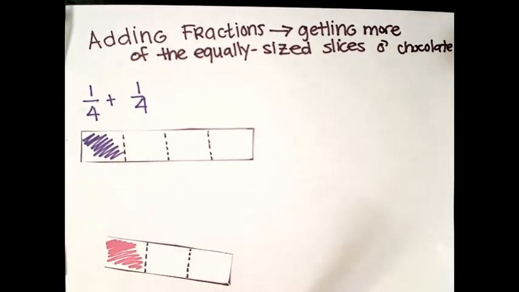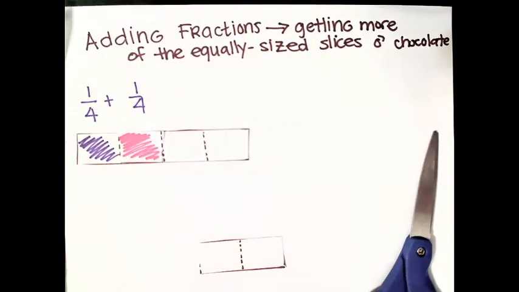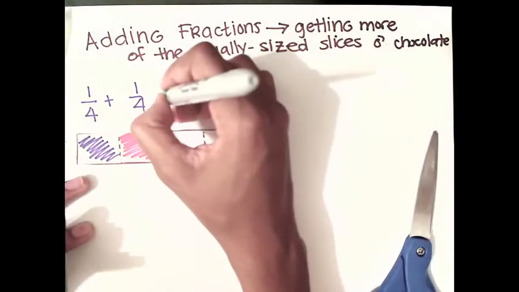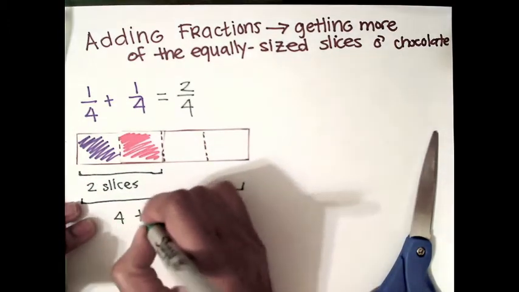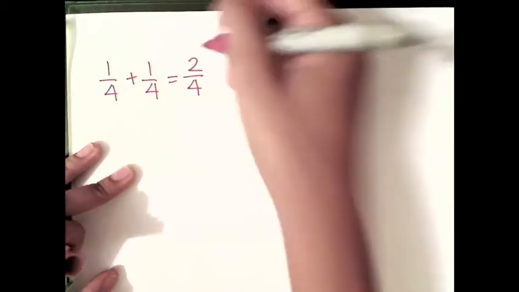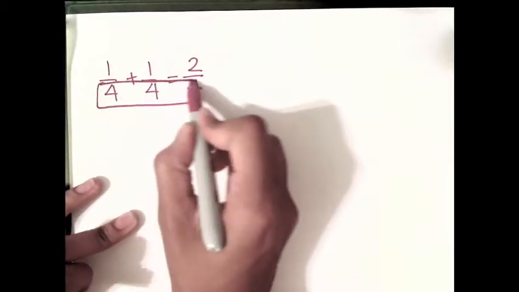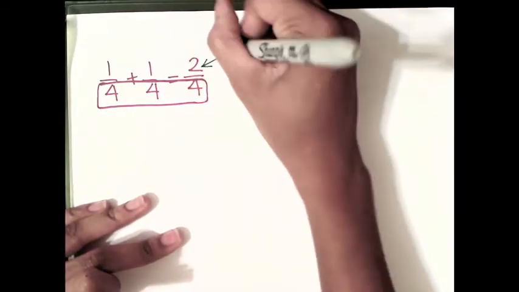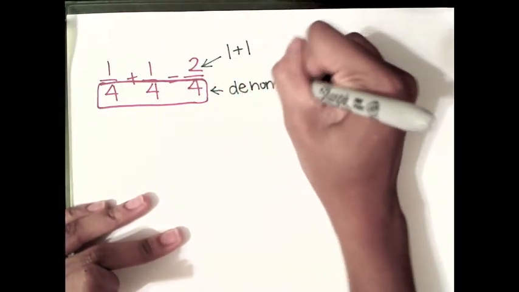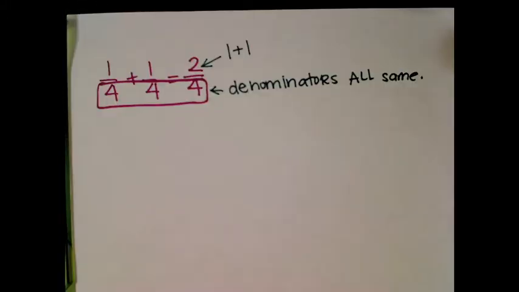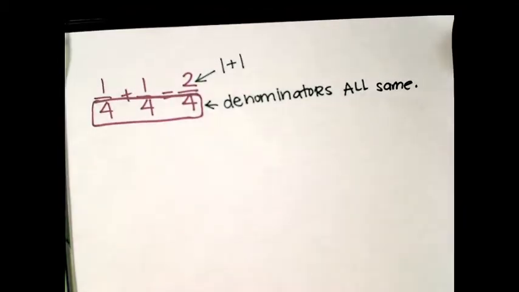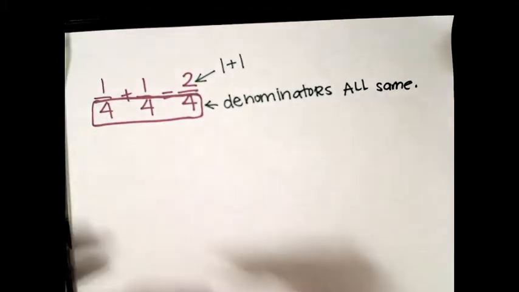So now we are going to have 2 slices of this chocolate bar split into 4 equally sized pieces. 2/4. 2 slices of 4 pieces total. Mathematically, 1/4 plus 1/4 is 2/4. The denominators stay the same because both chocolate bars were cut into 4 equal slices. But we add the numerators because we had 1 slice from one candy bar and 1 slice from another candy bar. 2 slices total. So let's try some problems.